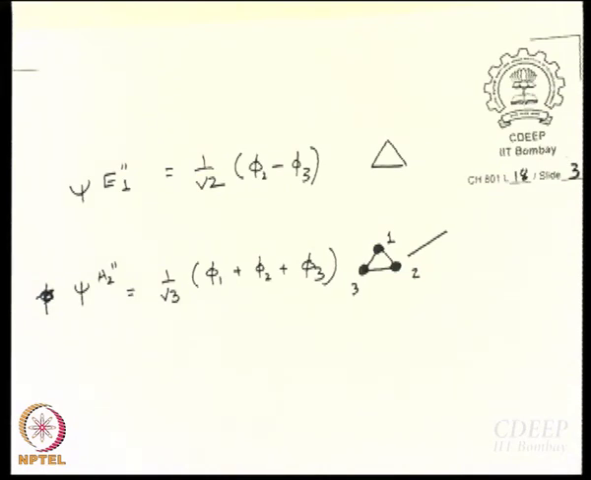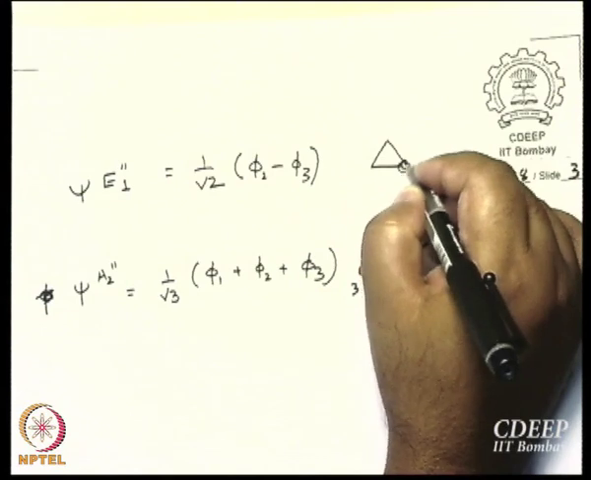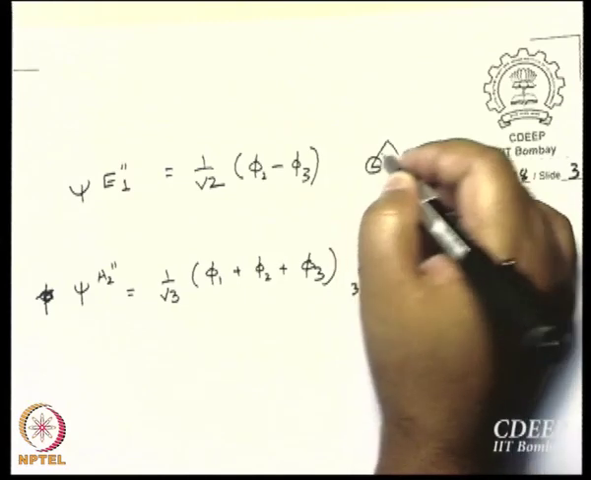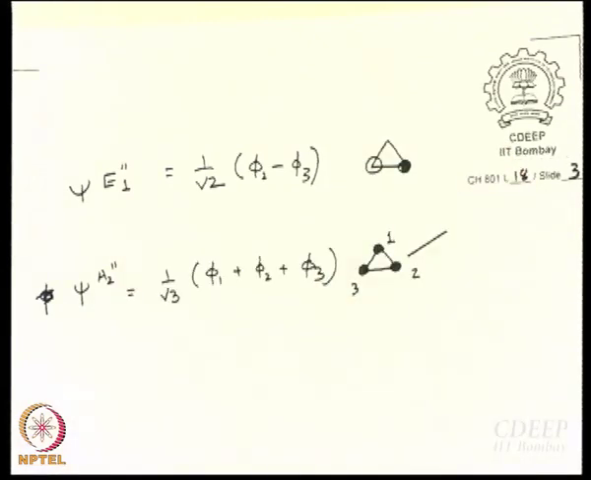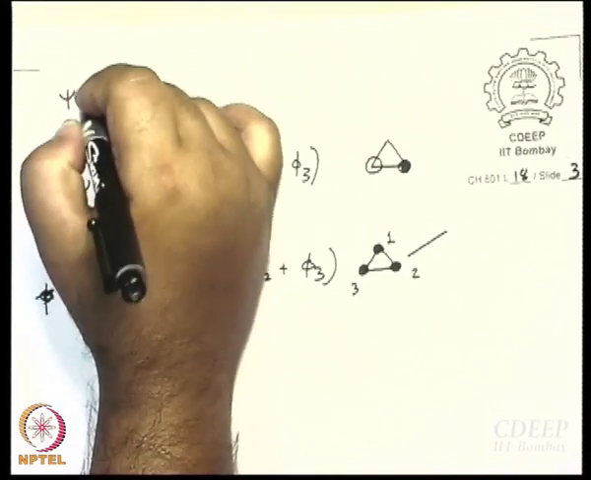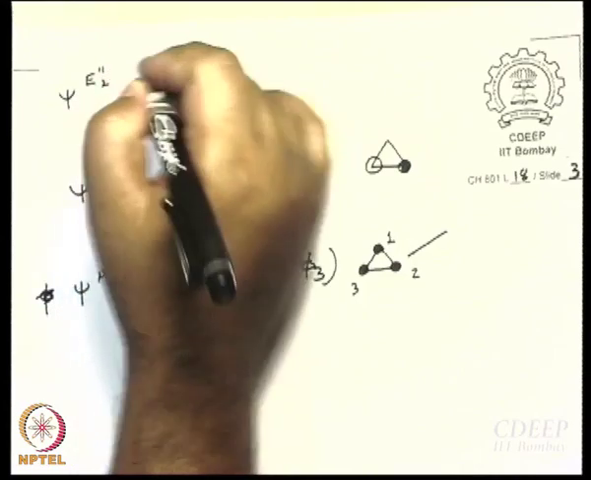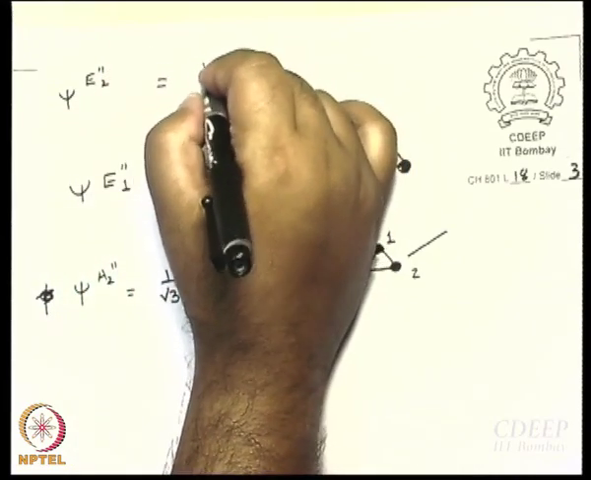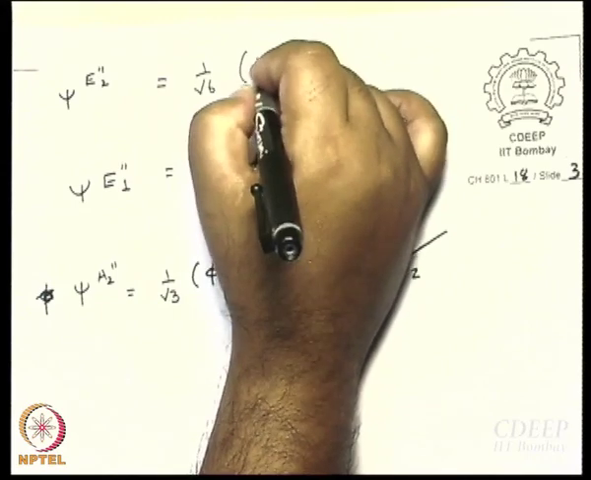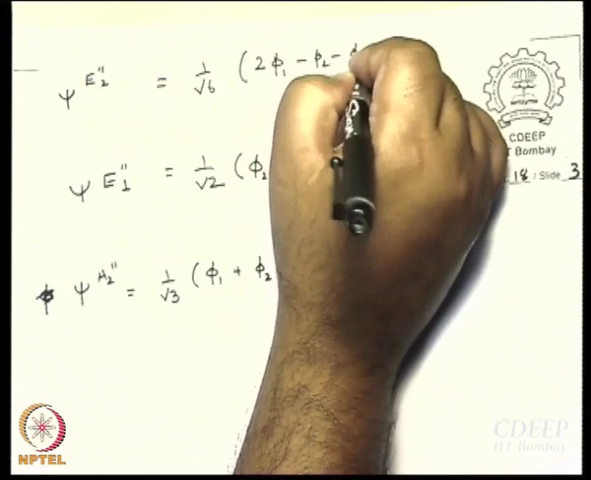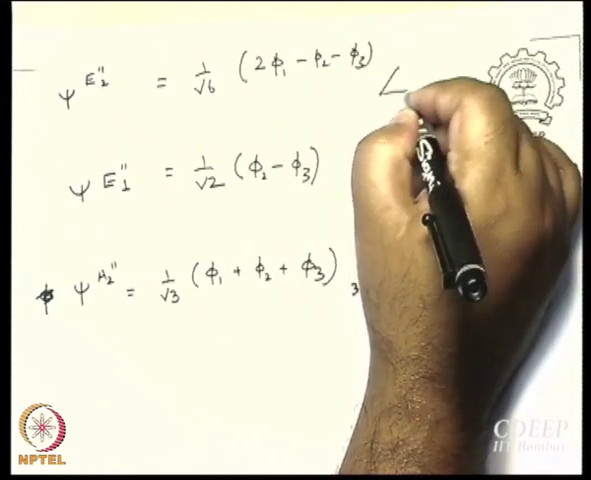So, if it is phi 2 minus phi 3, what should it be? In 1 I do not draw anything, right. Phi 2 is plus, this is minus. The third one, psi E double dashed 2, that is equal to 1 by root 6 (2 phi 1 minus phi 2 minus phi 3). What will it look like?